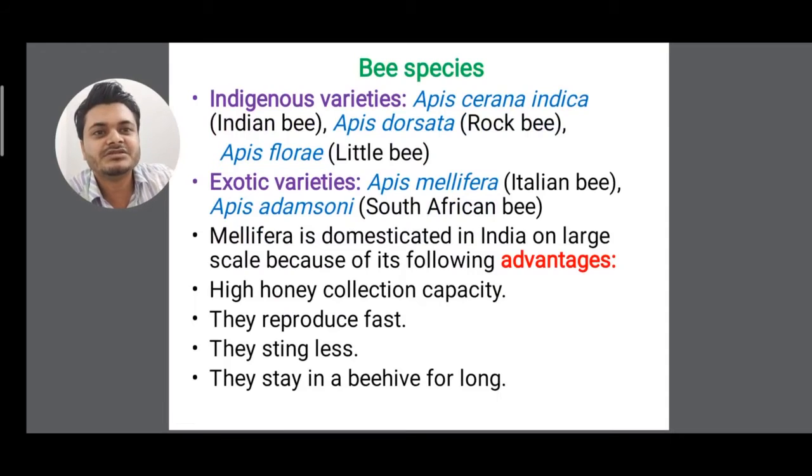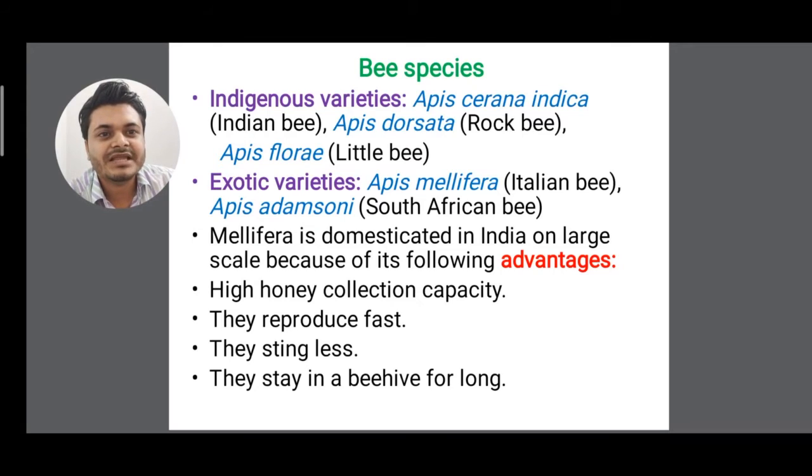Now how many species of bee are there? One is indigenous species, another is exotic varieties. Indigenous species means those honeybees that are of Indian origin, like Apis cerana indica, the Indian bee; Apis dorsata, the rock bee; Apis florea, the little bee. And exotic species means those species of bee that are from outside India: Apis mellifera, the Italian bee, and Apis adansonii, the South African bee.